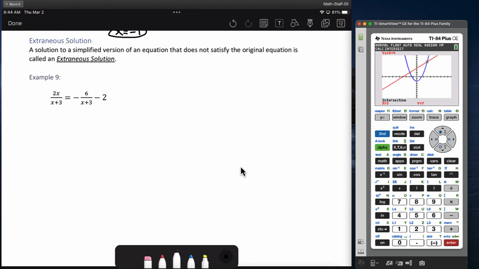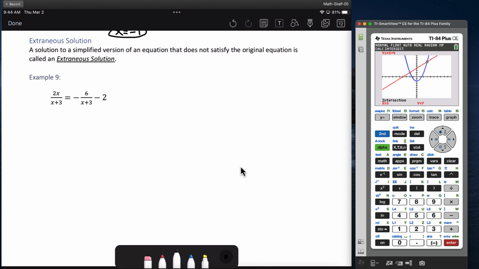Up next, we have extraneous solutions. A solution to a simplified version of an equation that does not satisfy the original equation is called extraneous. It's not always going to be obvious that you have an extraneous answer in the beginning. You have to go through those steps and then check your answer at the end.